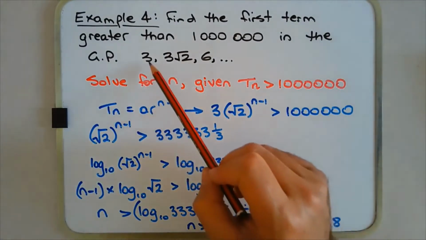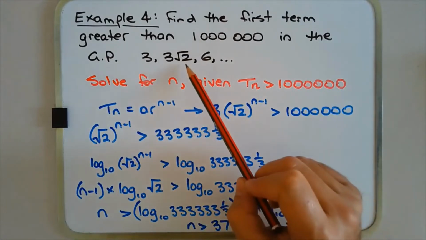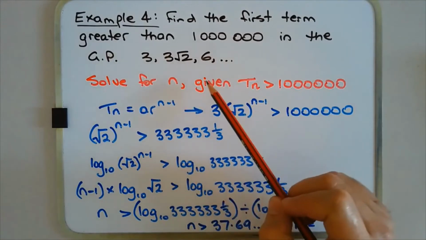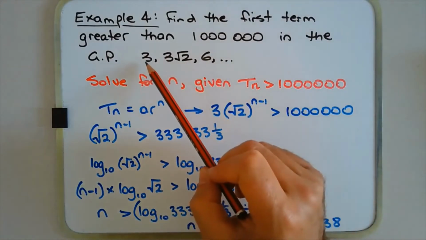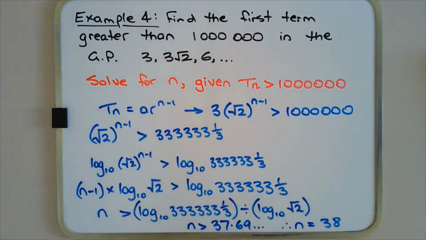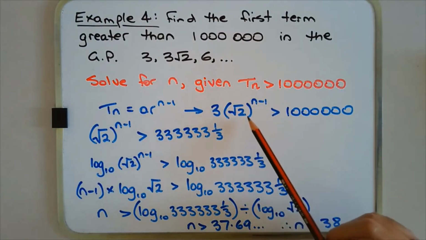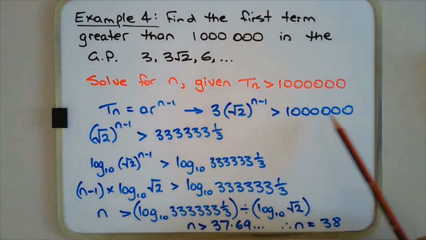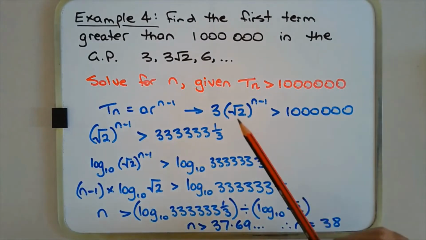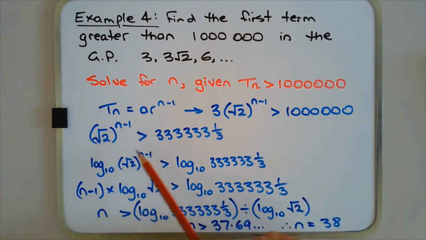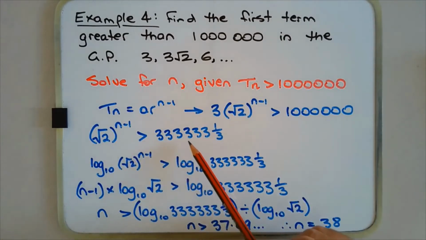Now A is equal to 3, and the common ratio is square root of 2. Again, we're told this is a GP, so there's no need to prove this. But 3 root 2 divided by 3 is just root 2, so that's the common ratio. So the inequality becomes 3 multiplied by square root of 2 to the power of n minus 1 is greater than 1 million. And dividing both sides by 3, we have the square root of 2 to the power of n minus 1 is greater than 333,333 and a third.